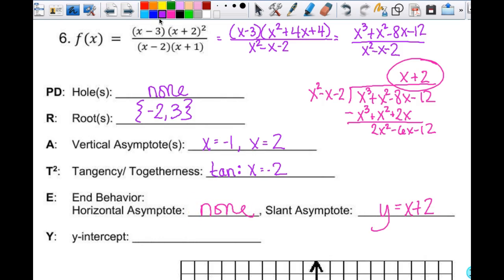All right, so now we had to multiply it all out, but that actually helps us with our y-intercept. What's the y-intercept? Remember how to look at it? It should be real easy. Okay, so all this zeros out. You got negative 12 over negative 2, and that is positive 6.